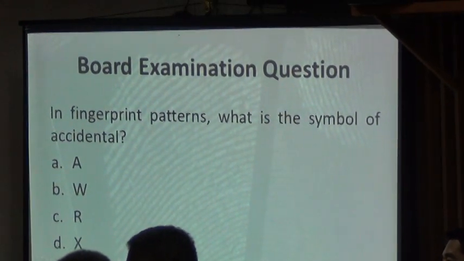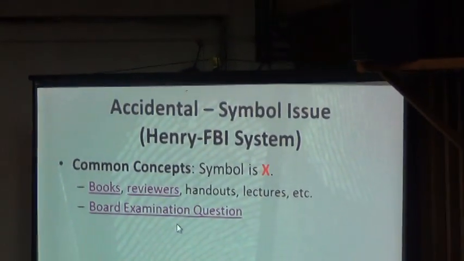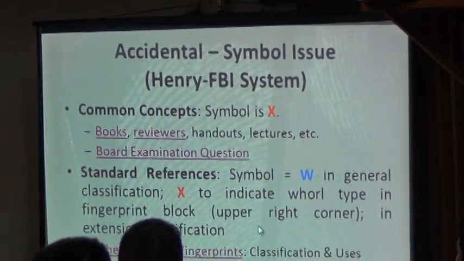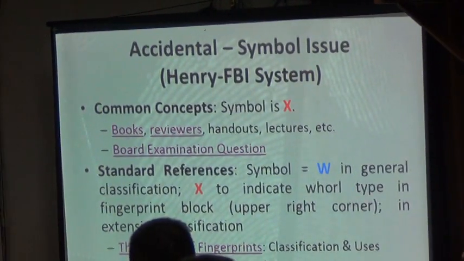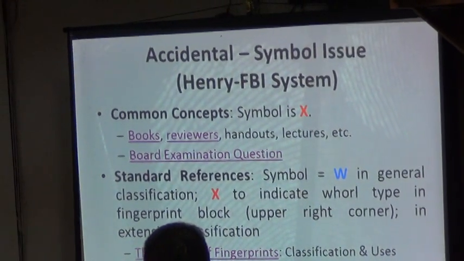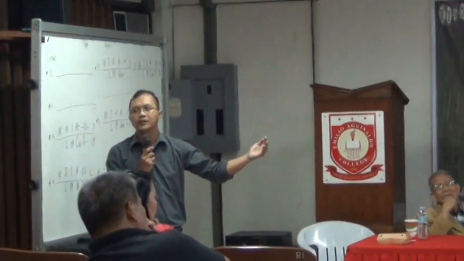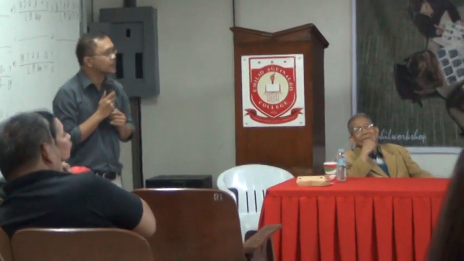Okay. Let us first look into the standard reference. When to say W and when to say X. So simply W in general classification. There should be a specification. Like when you say X, that is to indicate whorl type in fingerprint block or in extension classification. In the question, nowhere does it say that it is used in extension classification. Silent. Okay? So let us now look into the standard reference.